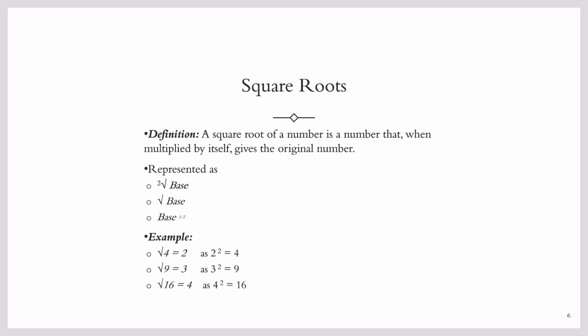The square root of a number is a number that when multiplied by itself gives the original number. There are 3 methods to represent it. The base is given under the symbol of square root, and then 2 is written before it. The 2 might not be written before it, or simply we can write it in exponent or in superscript as 1 over 2. An example could be root 4 equals 2 as 2 square is 4. Root 9 is 3 as 3 square is 9, and root 16 is 4 as 4 square is 16.